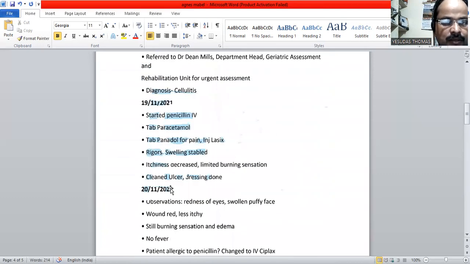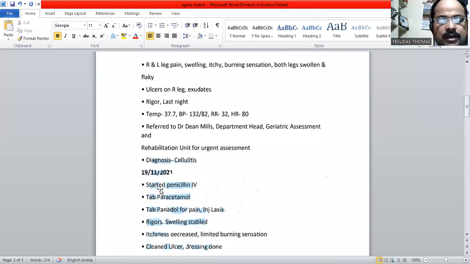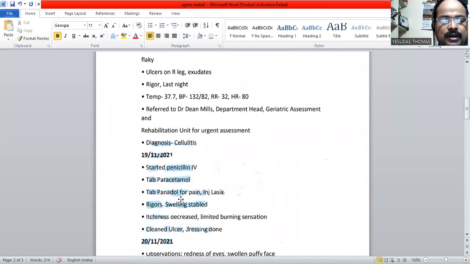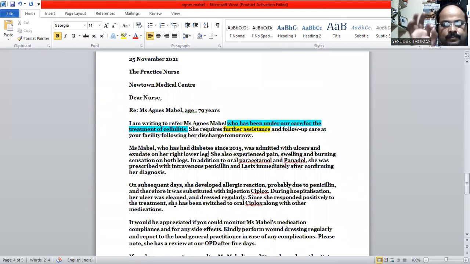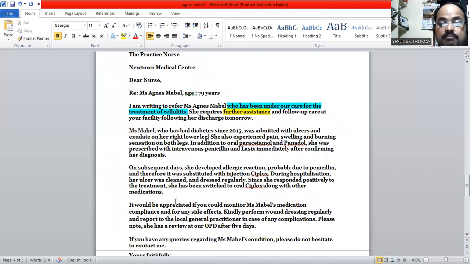Let's go and see. Yes. Started penicillin, tablet paracetamol, tablet Panadol, injection Lasix. So we have written all these things there. In addition to oral paracetamol and Panadol, plus IV Lasix, IV penicillin, she was prescribed with immediately after confirming her diagnosis. This was the first paragraph. Treatment schedule 1 is over.